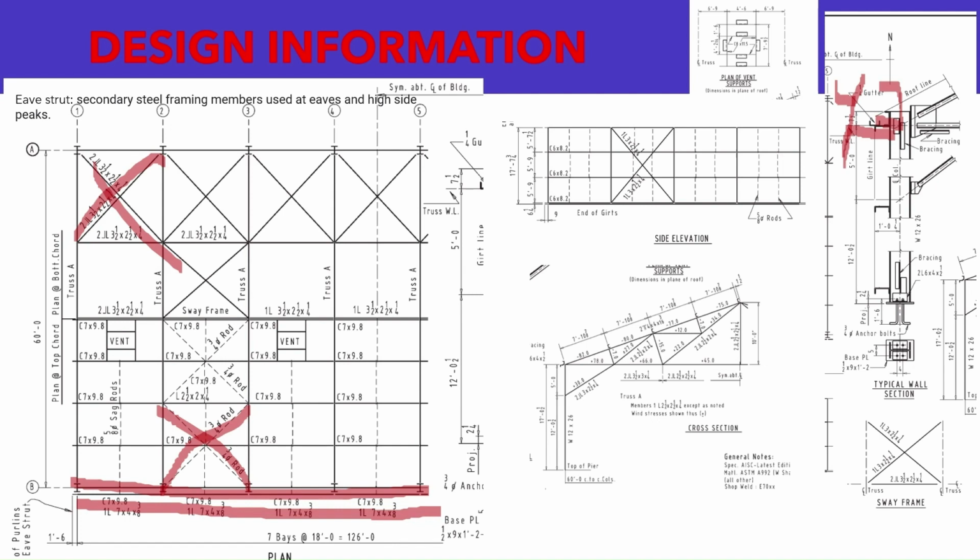Purlins and girts are shown in the top chord plan and in the side elevation. In the side elevation, the size of girts, that is C6 by 8.2, is given, and the size of the purlins is given in the plan.